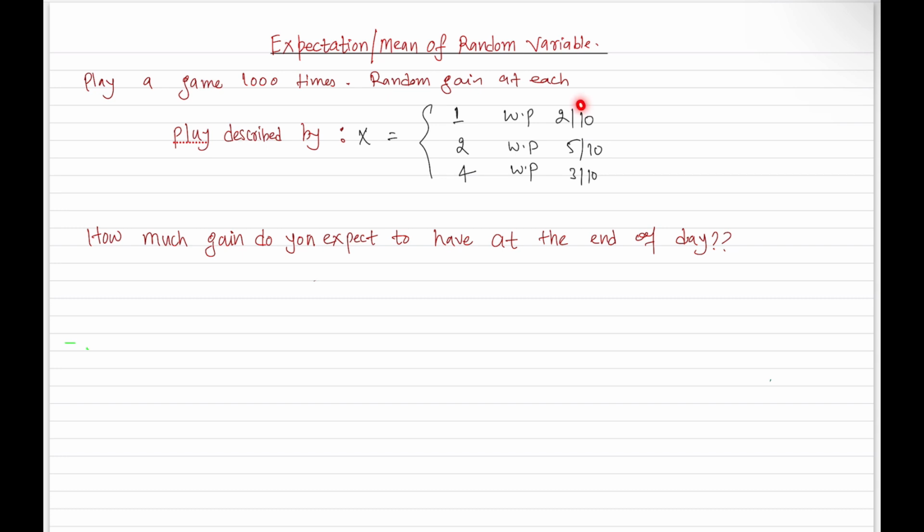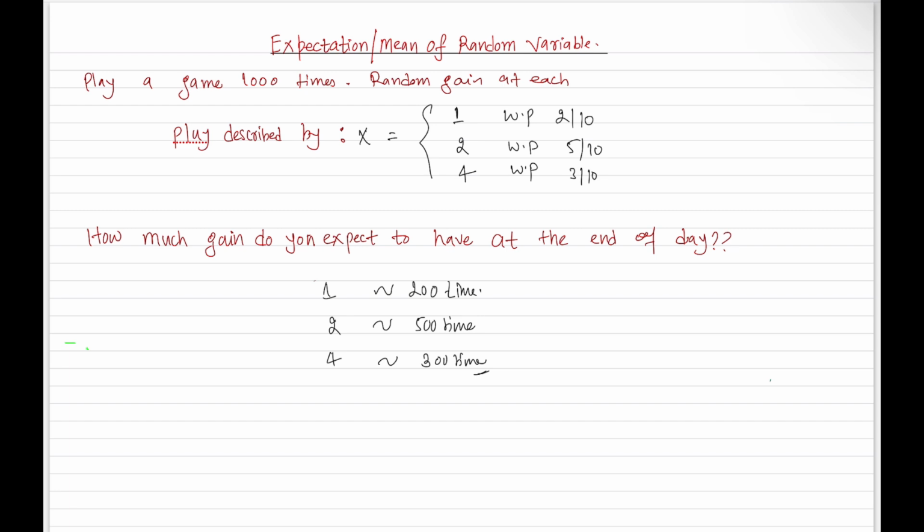So if we interpret these probabilities as frequencies, then if we play this game 1000 times, we will have a gain of 1 rupee approximately how many times? 20%. So for 1000 trials, we will have 200 times a gain of 1 rupee. And a gain of 2 rupees for 50%, that means 500 times we will gain 2 rupees, and 4 rupees we will gain 300 times.